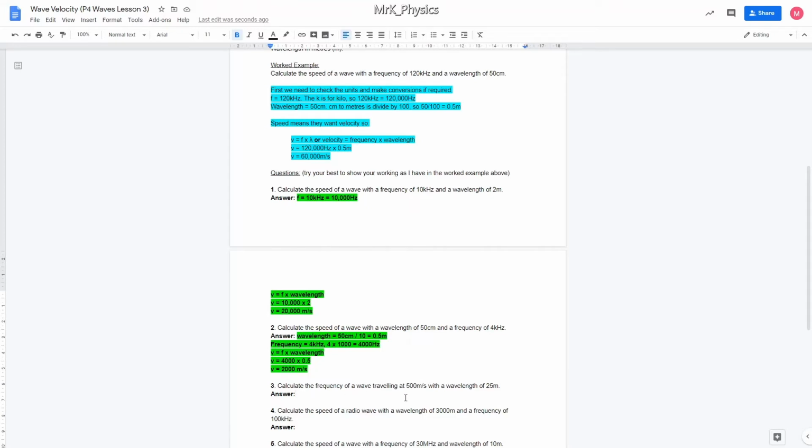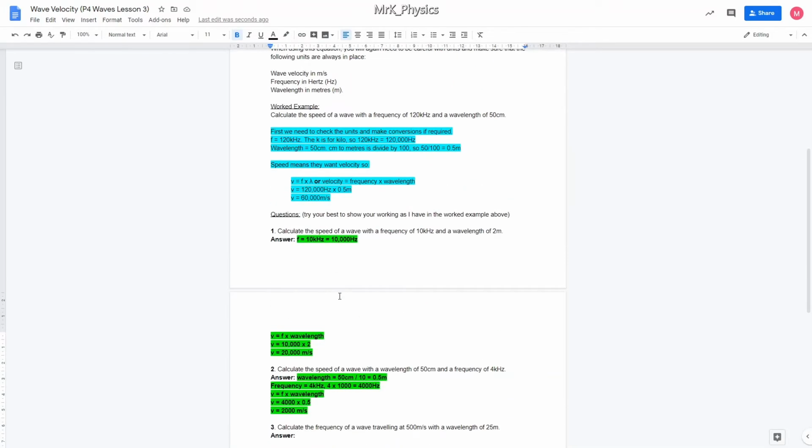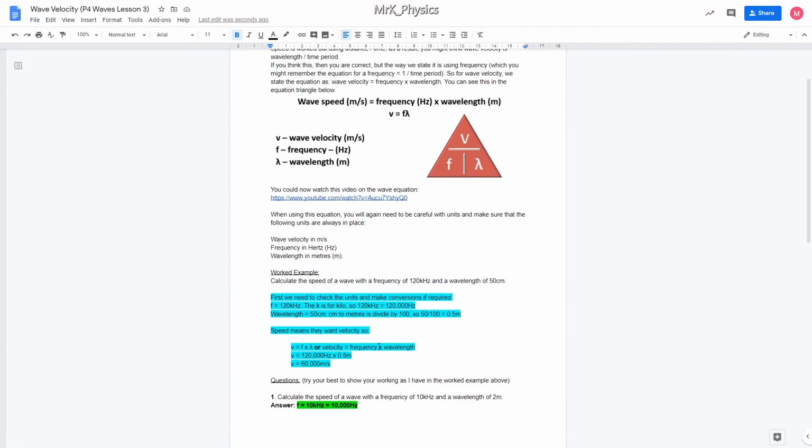So wavelength should be in meters, it is in meters, so that's all good. Wave speed or wave velocity should be in meters per second, it is in meters per second, so that's good as well. So what's the catch in question 3? The catch is that we've got to work out the frequency.